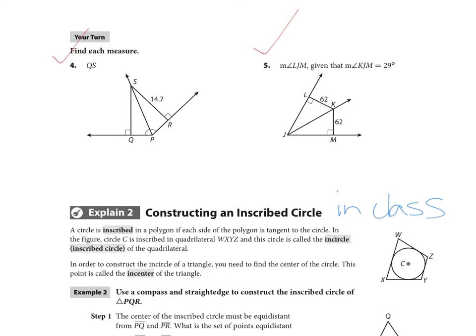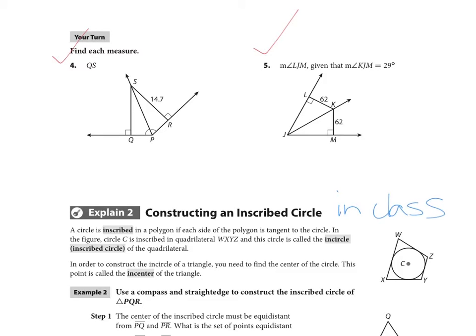So if we have, for instance, WXYZ over here, a quadrilateral, we would say that circle C is inscribed inside the quadrilateral. Now when we're talking about a triangle, what we need to do is find the center of the circle inside of the triangle, which is otherwise known as the incenter. And we do that by finding all the angle bisectors. We're going to do that in class. Like I said, we're actually going to walk through those constructions with your compass and straightedge.